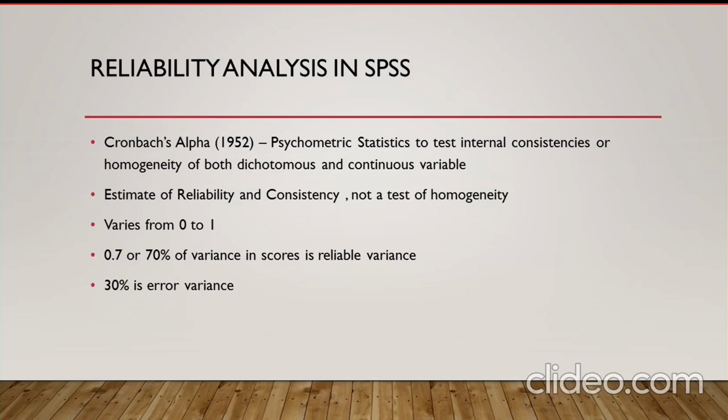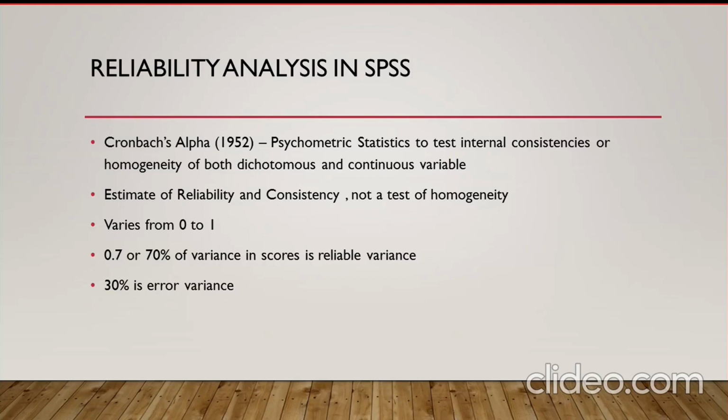So when I get a high Cronbach alpha, I can say that the scale has excellent internal consistency. Cronbach alpha, named after Cronbach, was started in 1952. Before that there were other ways of measuring this, but this is very reliable because it takes care of dichotomous as well as continuous variables, both 0 and 1 binaries as well as 1 to 5 or 1 to 9, whichever scale you take. The Cronbach alpha varies from 0 to 1.